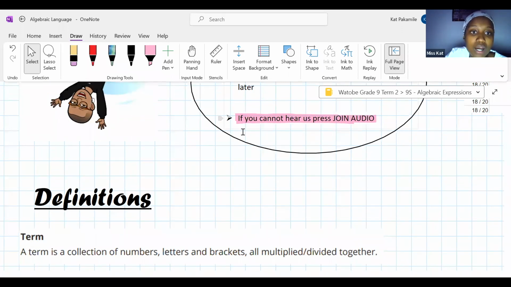Let me know, guys, what separates terms? How do you know when there is a separation and you count something as a term? How can you tell what terms are? Tell me, guys, what separates terms? A bracket, plus and minus.